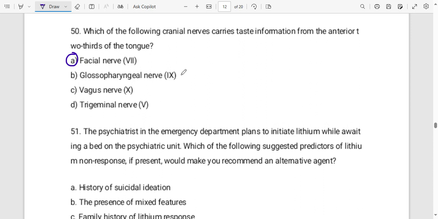How about the glossopharyngeal? Posterior one third. Thank you. How about the vagus? The oropharynx, or just the rest of the other taste receptors.